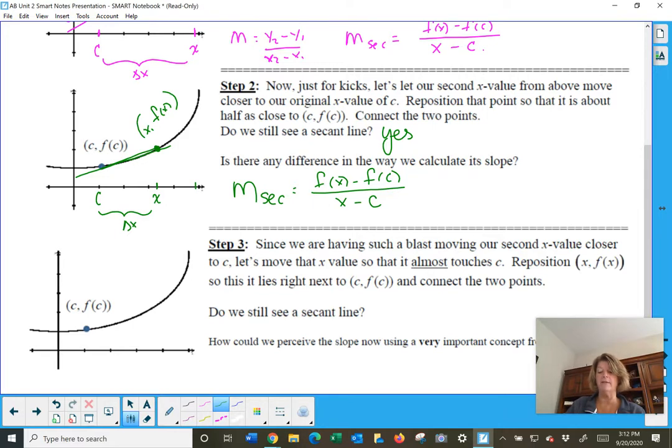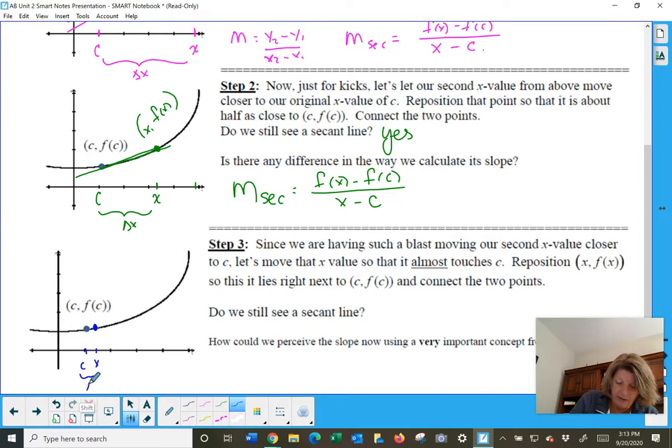So we've got that. And step 3, since we're having such a blast moving our second value closer to c, let's move that x value so that it almost touches c. Let's get it very, very close. And then we'll connect up those 2 points. And do we still see a secant line? Let's go with a blue. I'm going to get myself very, very close. We have c and x.